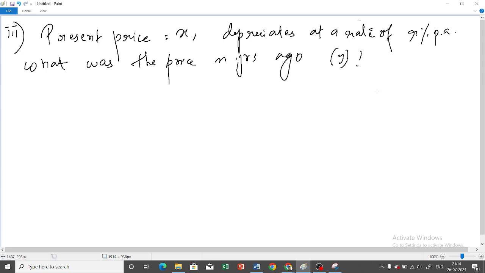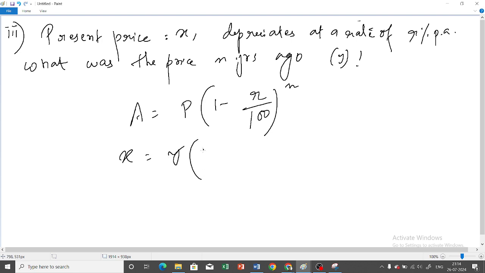Tell me which formula? Depreciation formula. Yes. A is equal to P into 1 minus R by 100 whole to the power n. Sir, here A will be X and P will be Y. Yes, right. Present price. What was the price n years ago? So I have to go back n years and see the present as my future. So A becomes X and P becomes Y. All right.